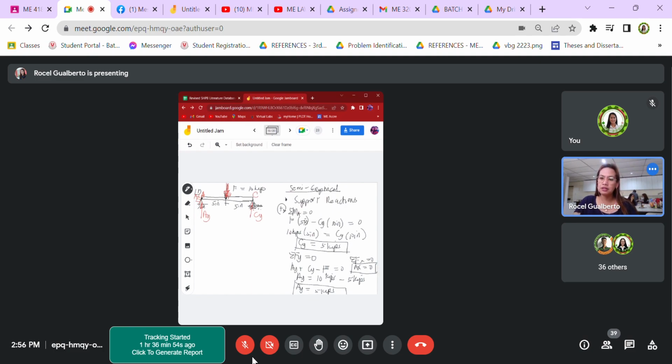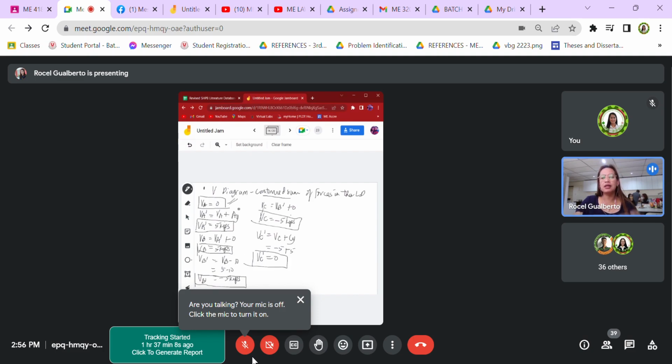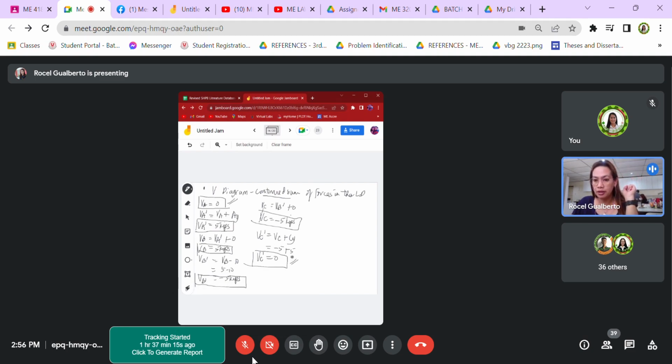Meron po tayong CY. Pataas. So, plus CY. So, this negative 5 plus CY, which is 5, you yield 0. Okay? So, ito po yung tatandaan natin. Ano po napansin natin? We start at shear 0, we end up with a shear also equal to 0, right? So this will validate po your answer, okay?